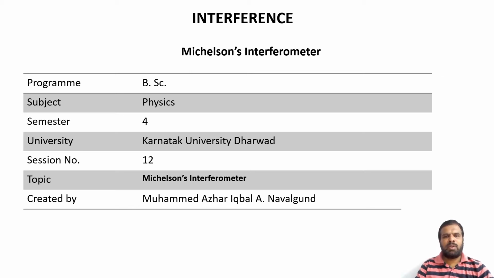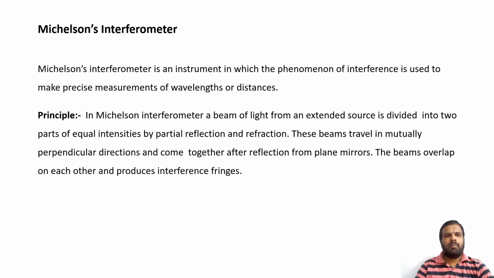This is our 12th session on interference. Today in this session we are going to study the Michelson's interferometer. Michelson's interferometer is an instrument in which the phenomenon of interference is used to make precise measurements of wavelengths or distances.